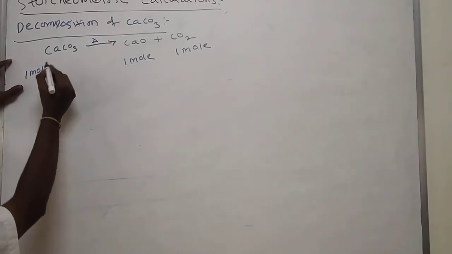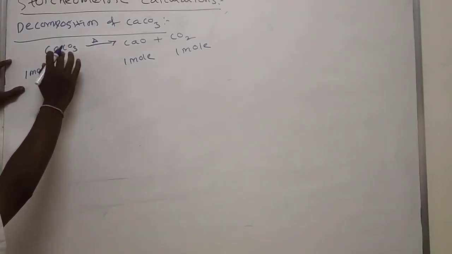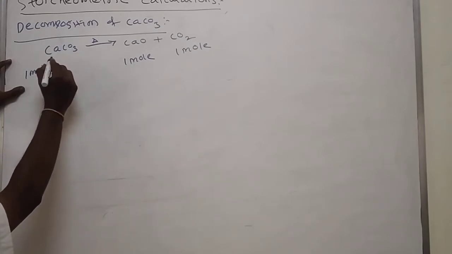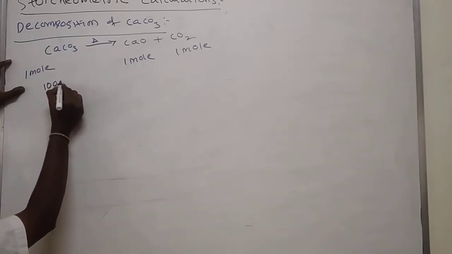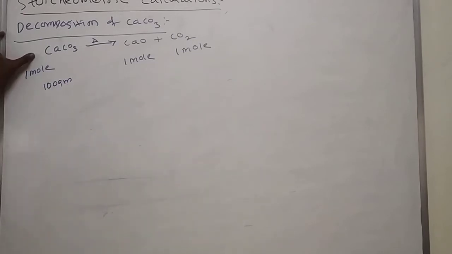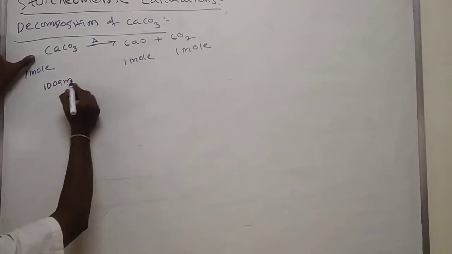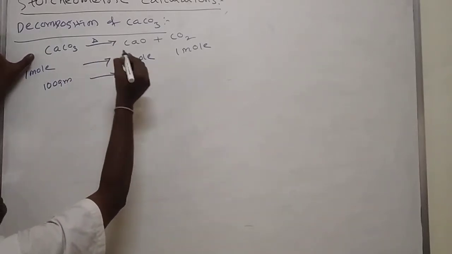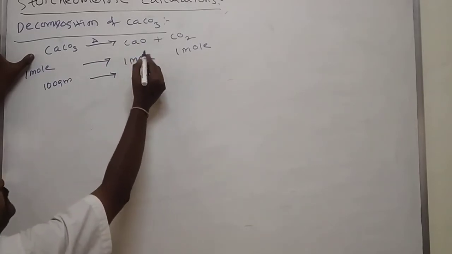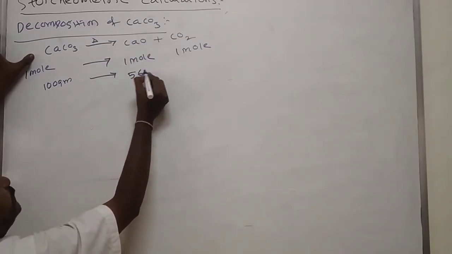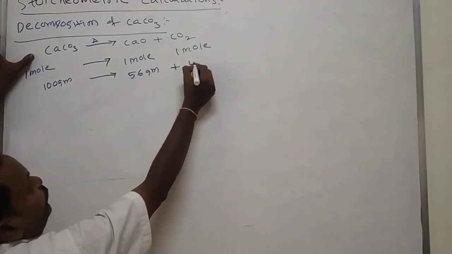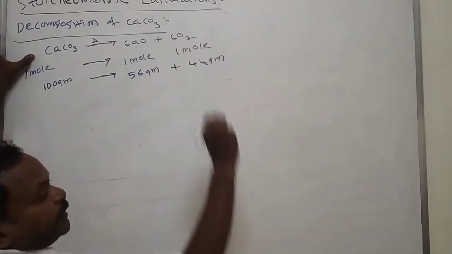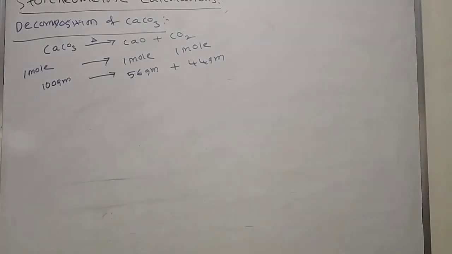What is the weight of calcium carbonate? The weight of calcium carbonate is 100 grams: calcium 40, carbon 12, oxygen 48. 48 plus 12 is 60, plus 40, 100. So 100 grams forms 56 grams of calcium oxide, 40 plus 16, and 44 grams of carbon dioxide. It follows the law of conservation of mass.